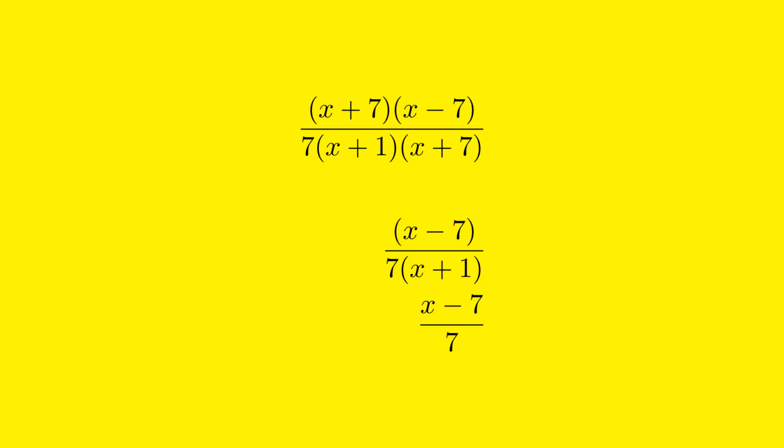There are no more common factors to cancel out. So this is our final step. Our simplified expression is therefore x minus 7 over 7.